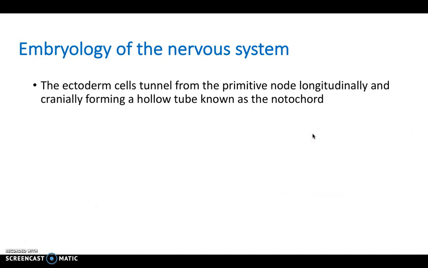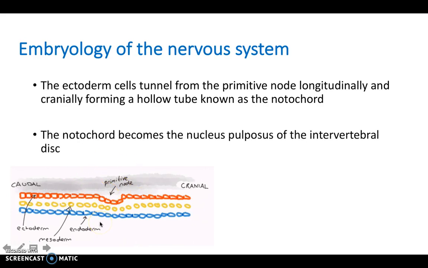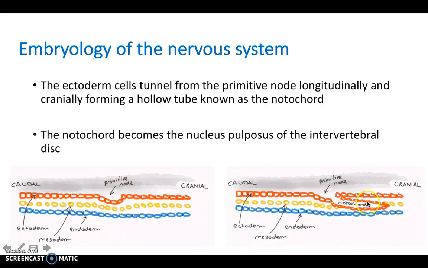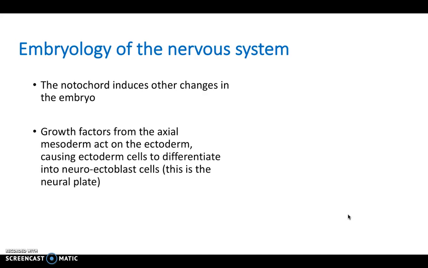The ectoderm cells tunnel from the primitive node longitudinally and cranially, and this forms a hollow tube known as the notochord. So this is what we're looking at normally, and then eventually the notochord is what's going to be tunneling here longitudinally and cranially, and the notochord becomes the nucleus pulposus of the intervertebral discs. So in those IV discs you've got that nucleus pulposus in the centre, and that's what your notochord is going to become.